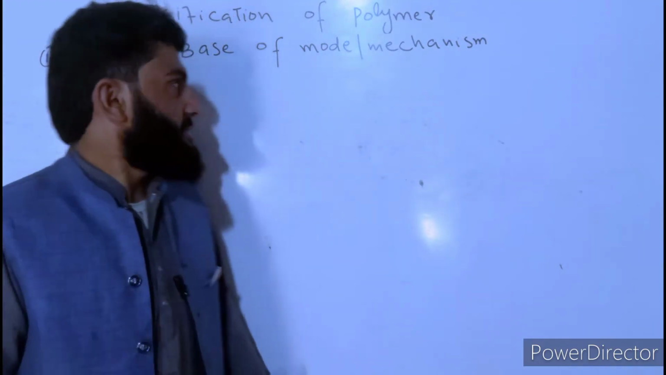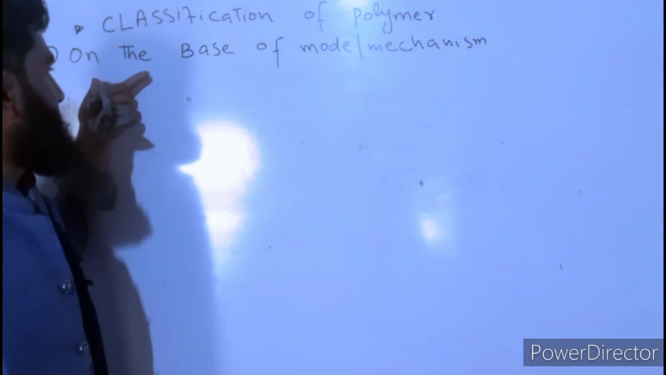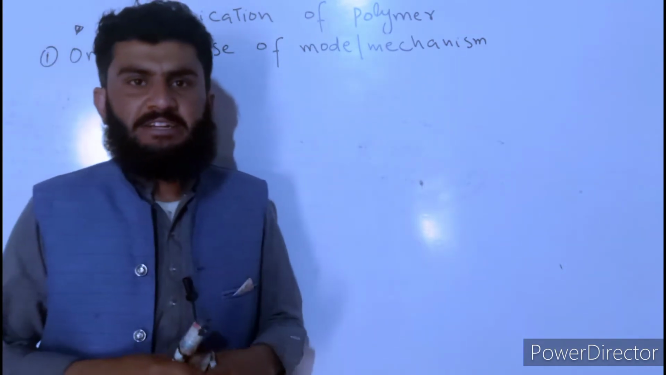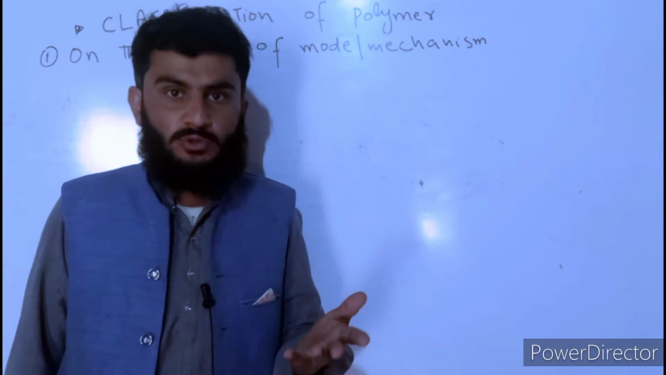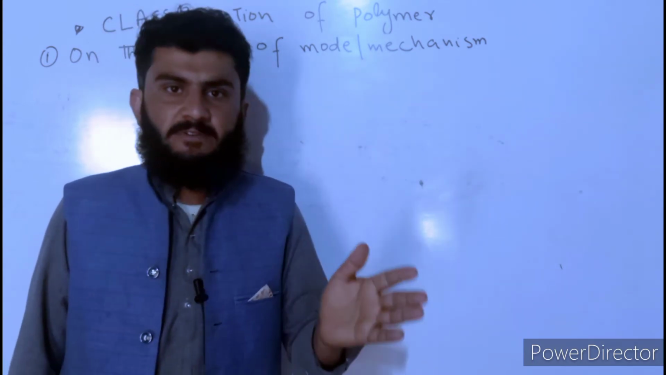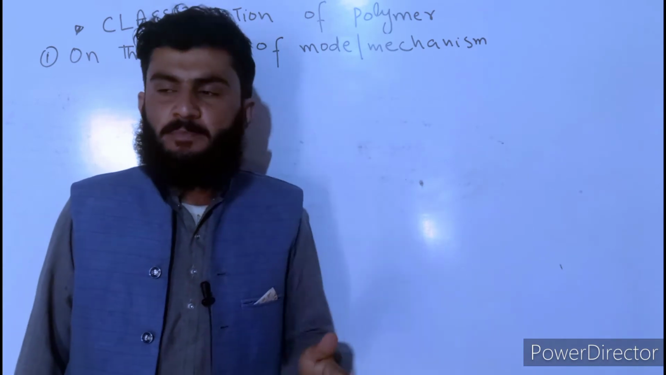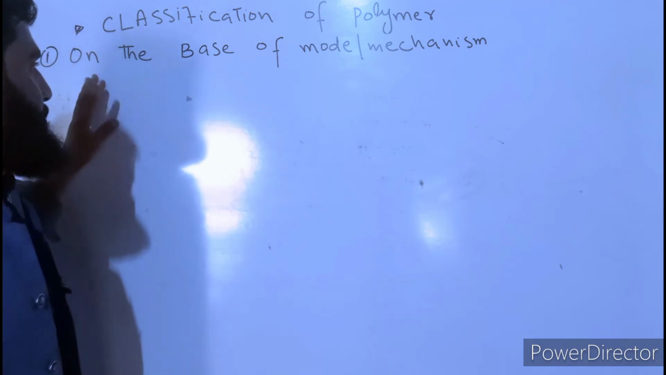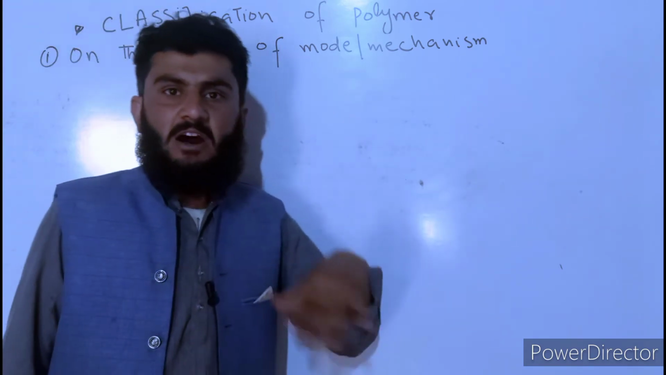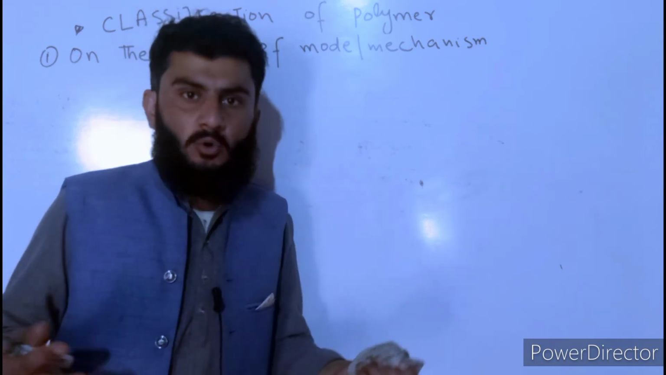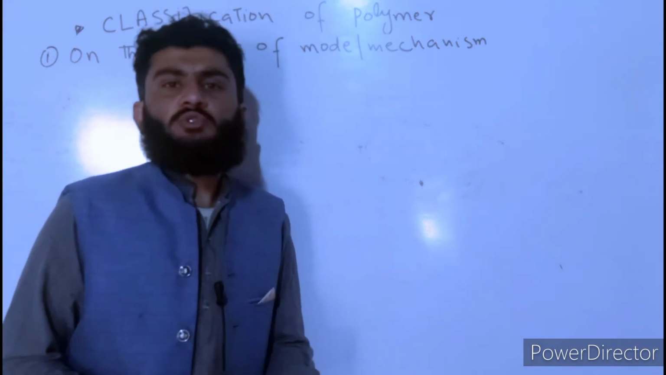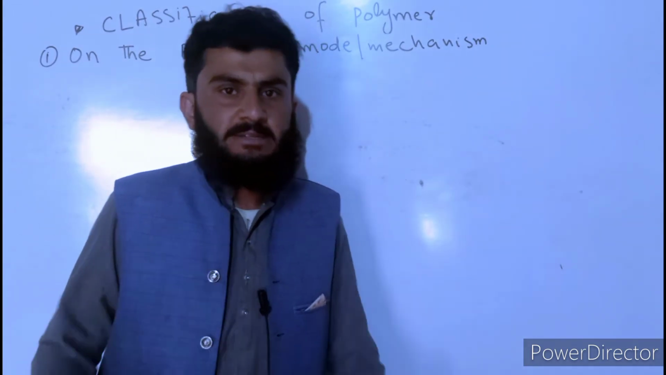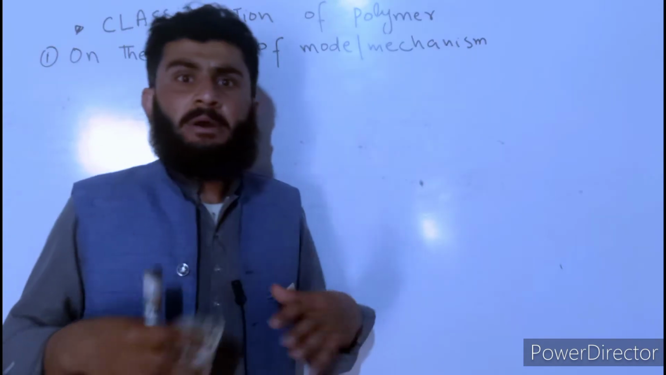Today we are going to discuss another classification, that is on the base of mode or mechanism. So we have already discussed classification on the base of source. On the base of source we can classify polymer as natural polymers, semi-synthetic polymers and synthetic polymers. Now we are going to discuss the classification on the base of mode or mechanism, that is, how polymers are formed. You know that different reactions proceed by different mechanisms. So polymers are formed by different mechanisms.